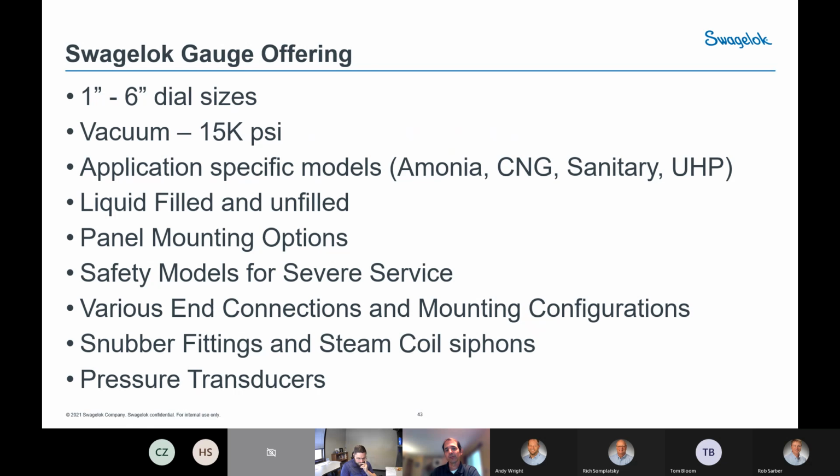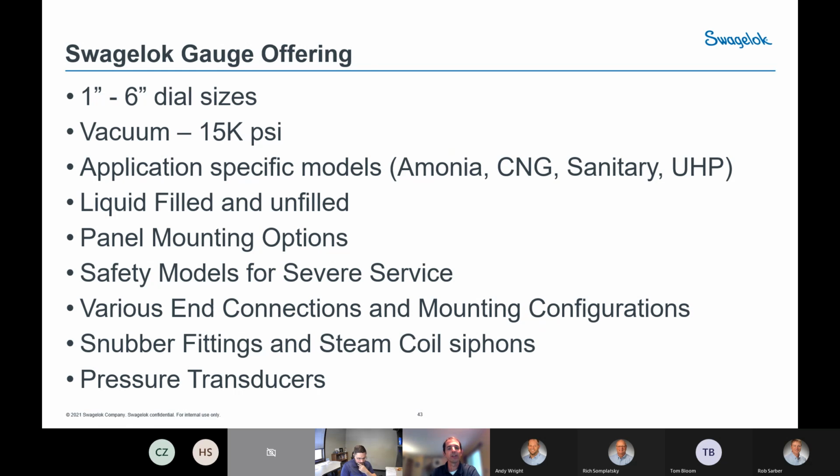We do have application-specific models that would be used, for example, in an ammonia system, natural gas vehicles, which would be CNG, sanitary applications, which would have a special fitting that's used in the sanitary industry, and also ultra-high purity, where the gauges would have special cleaning specifications, and also particular type of end connections that will be used in the high purity industry. We also offer liquid filled and unfilled gauges, many different panel mounting options.